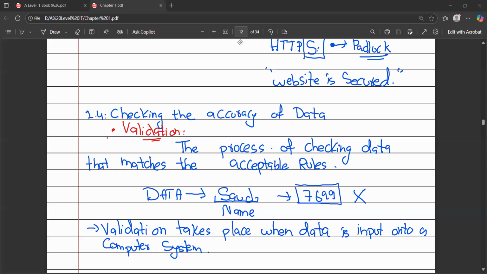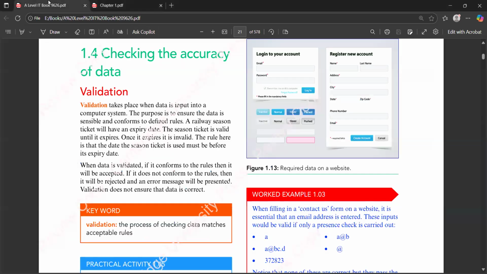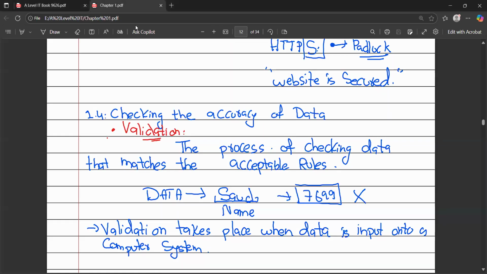All right, so now I'm starting with 1.4. 1.4 is regarding checking the accuracy of data. We have already discussed the basic concept of data and information, and now I'm going to discuss how it works when you want to check the accuracy of your data, if it is correct or not. So for checking the accuracy of data, the first term is validation.